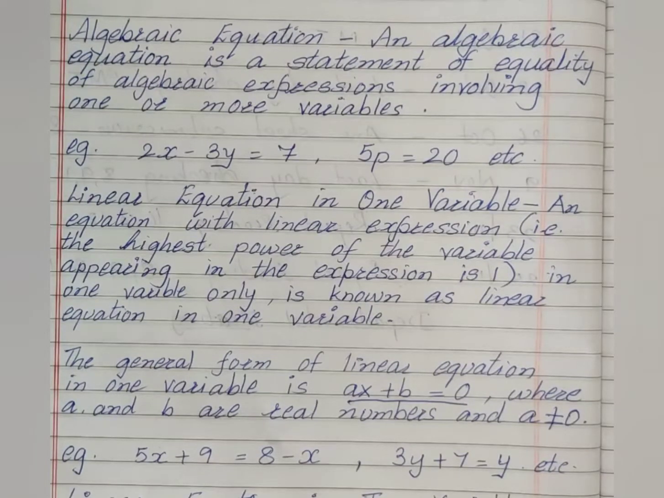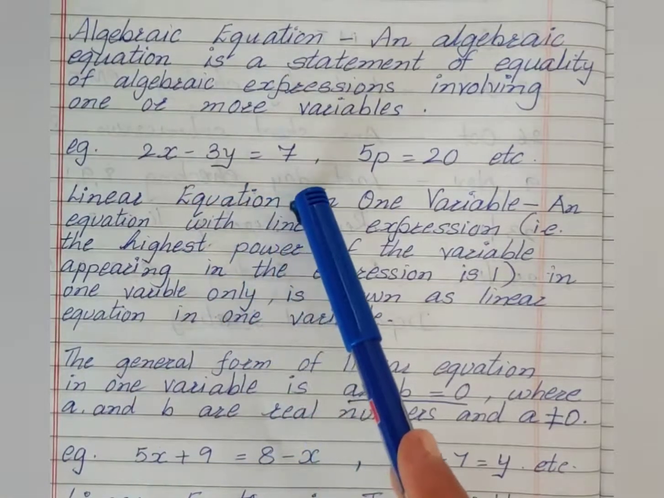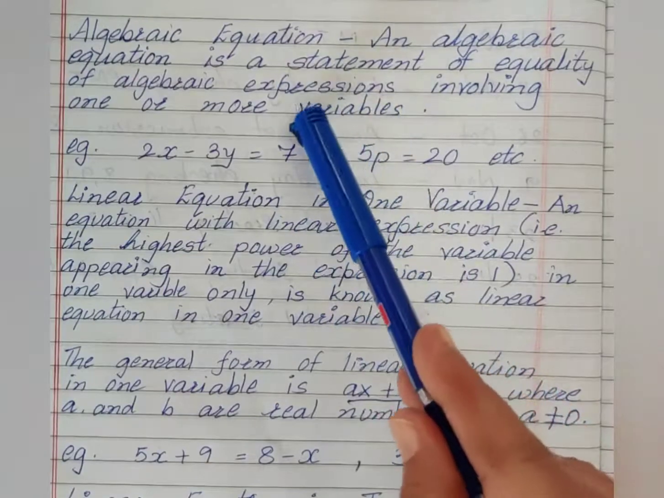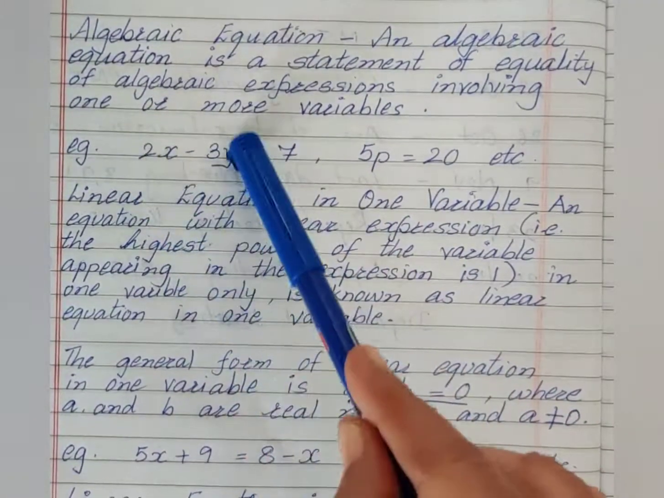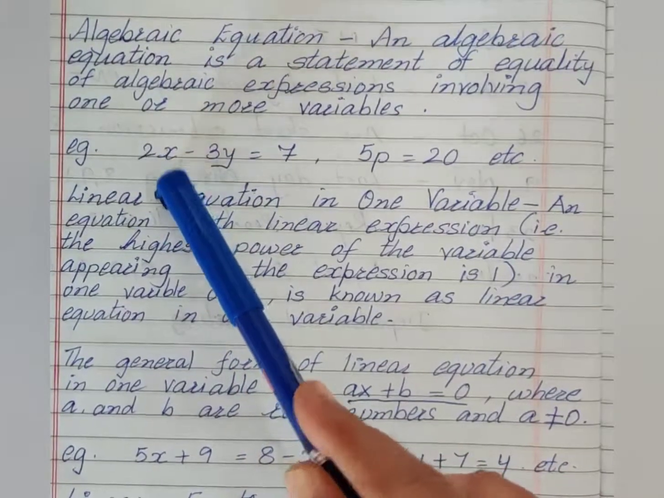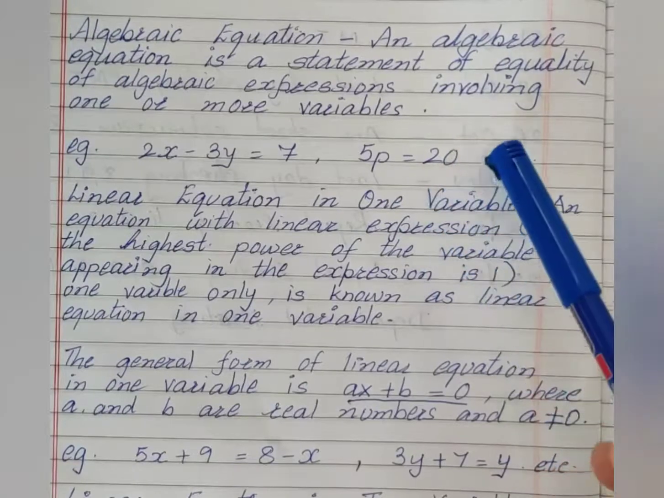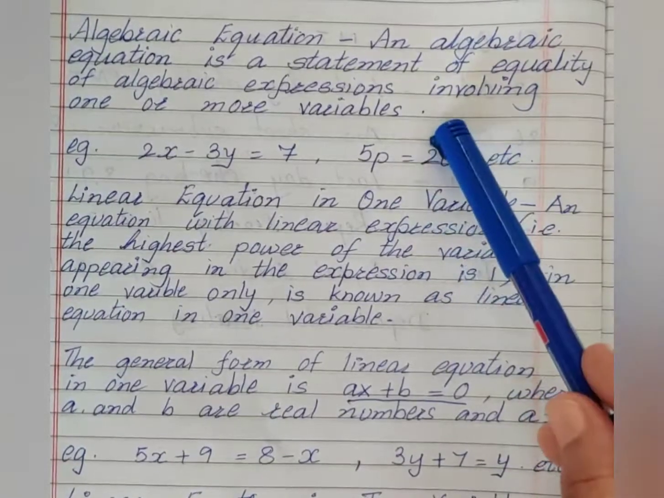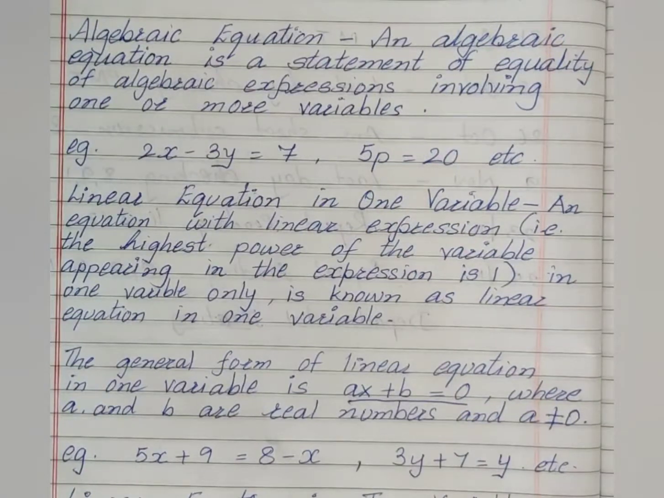For example, 2x minus 3y equal to 7. Here 7 is called the RHS and 2x minus 3y is called the LHS. Another example, 5p equal to 20, where 20 is your RHS and 5p is the LHS. Now, these are algebraic equations.